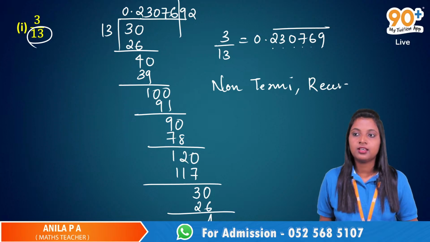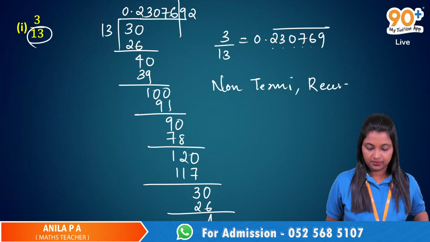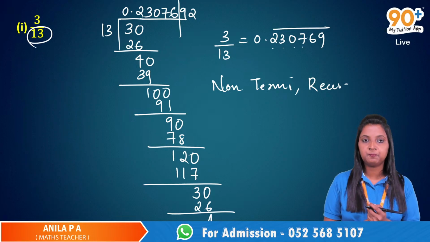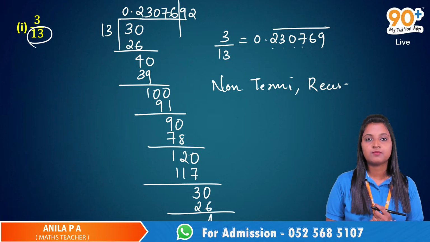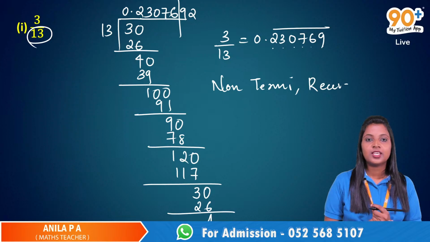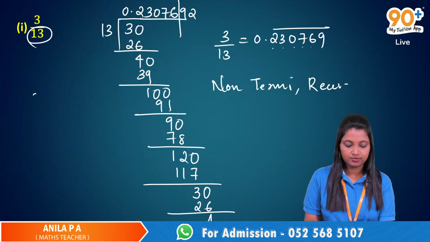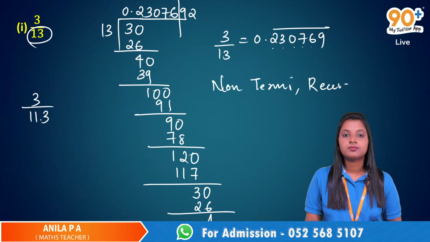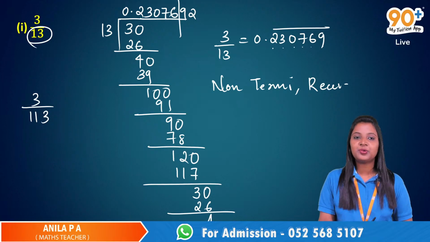Ma'am, for example, if there is a 3-digit number as a denominator in exams, for example 3 by 113, do we divide it 112 times?